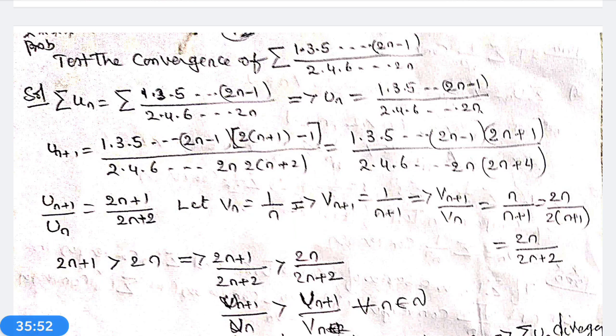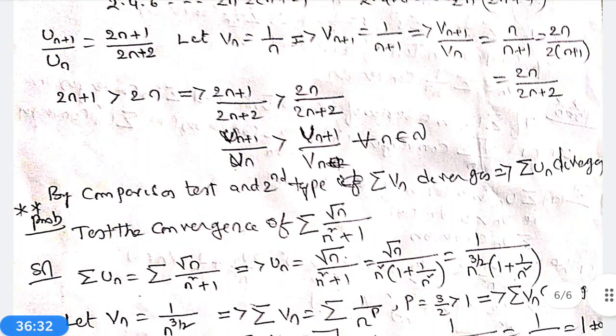Let v(n) is equal to 1 by n. v(n+1) is equal to 1 by n plus 1. v(n+1) by v(n) is equal to n by n plus 1. Multiplying numerator and denominator by 2 implies v(n+1) by v(n) is equal to 2n by 2 into n plus 1, is equal to 2n by 2n plus 2. We know that 2n plus 1 is greater than 2n, implies 2n plus 1 by 2n plus 2 is greater than 2n by 2n plus 2.